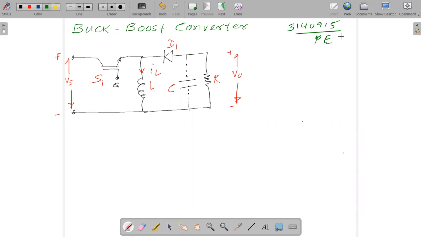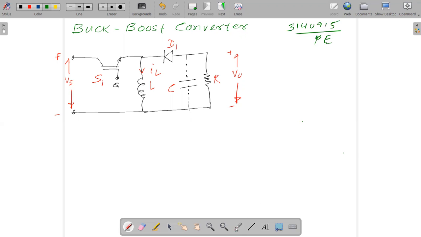So in our previous videos, we have seen the buck converter, which is a step down converter, and the boost converter, which is a step up converter. Now this buck boost converter is a combination of buck and boost operation. So here, by selecting appropriate duty cycle ratio, you can use this circuit as a step down converter also and step up converter also, right?